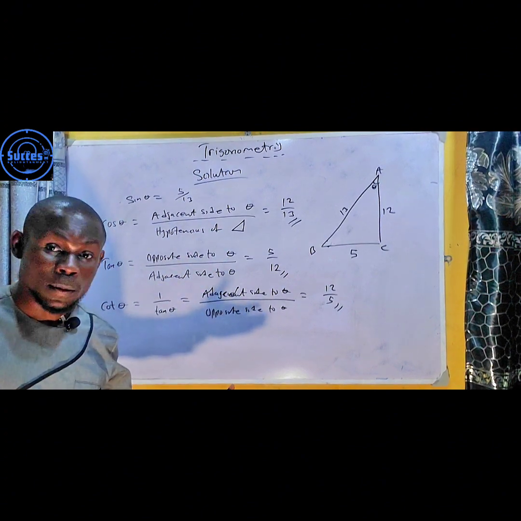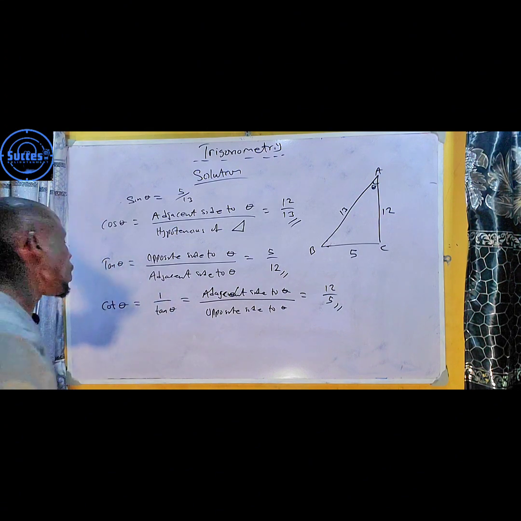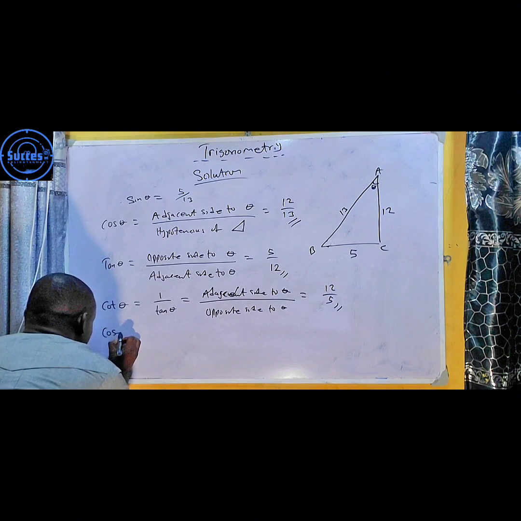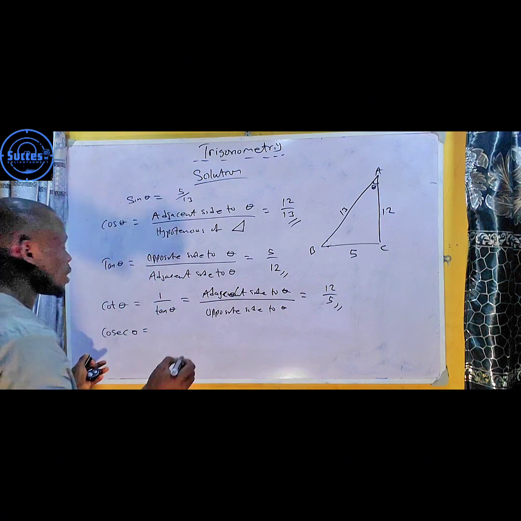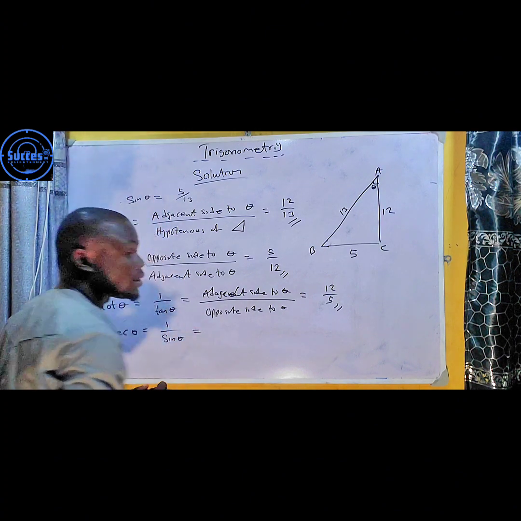Okay, now the next one. After cot theta, let's find our cosec, cosecant theta. Now cosec theta, which is cosecant theta, is the same thing as 1 over sine theta.